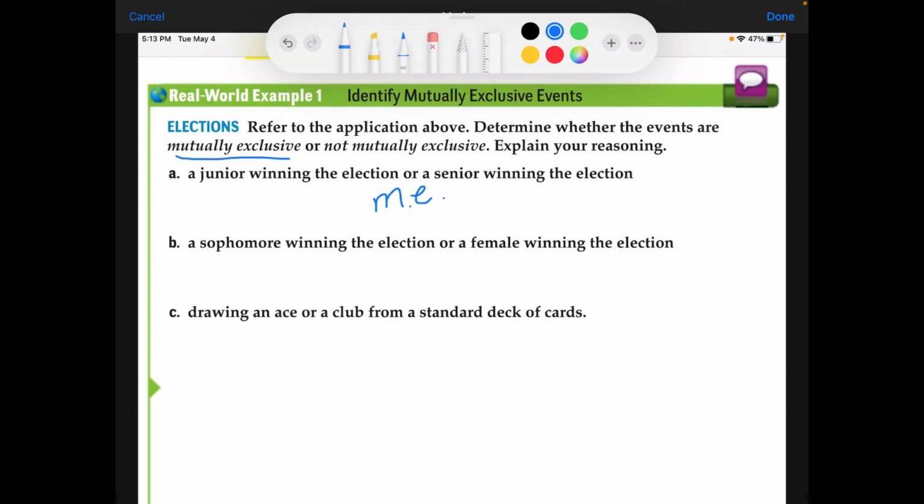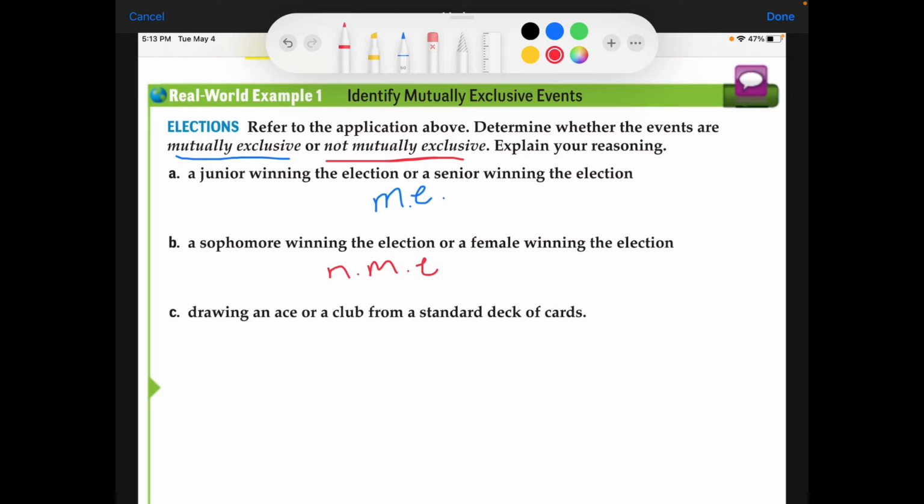The letter B, a sophomore winning the election or a female winning the election. Well, these events are not mutually exclusive because a female student who's a sophomore is an outcome that both events have in common. It could be a female sophomore. And so this situation would be not mutually exclusive. And so I'm going to use red to represent that. So not mutually exclusive.